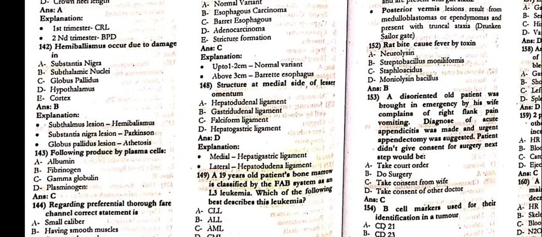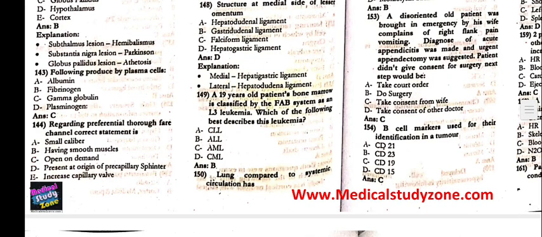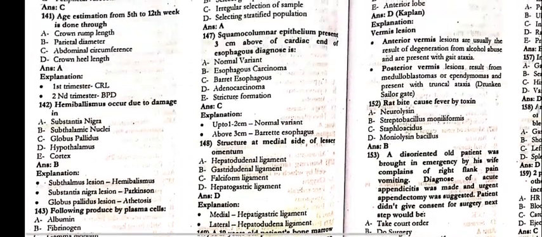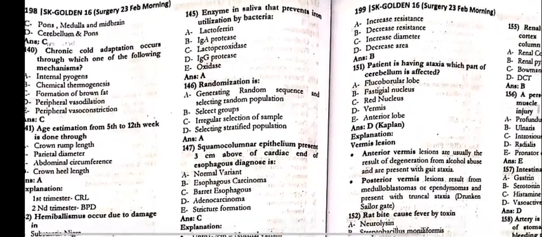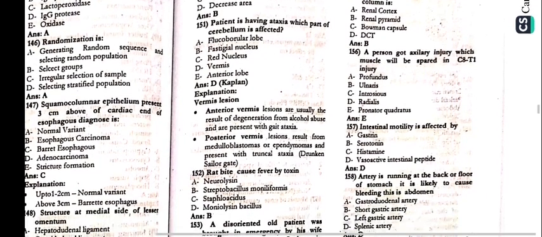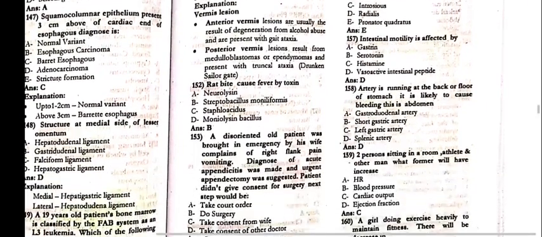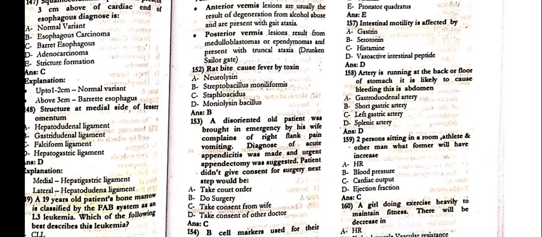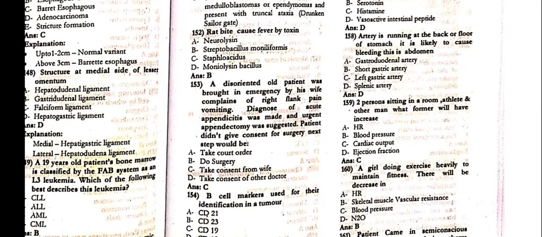148, structure on the medial side of the lesser omentum is the hepatogastric ligament. 149, 19-year-old presents, patient's bone marrow is classified by the FAB system as an L3 leukemia. Which of the following best describes this leukemia? That is ALL. 150, the lung compared to the systemic circulation has decreased resistance. 151, the patient is having ataxia. Which part of cerebellum is affected? The vermis. 152, rat bite causes fever, the organism is Streptobacillus moniliformis.